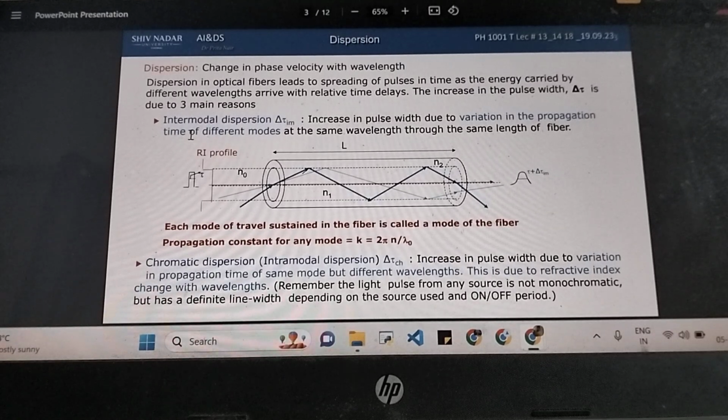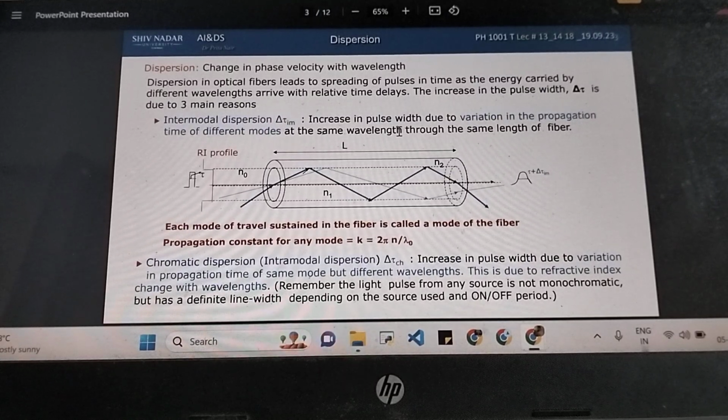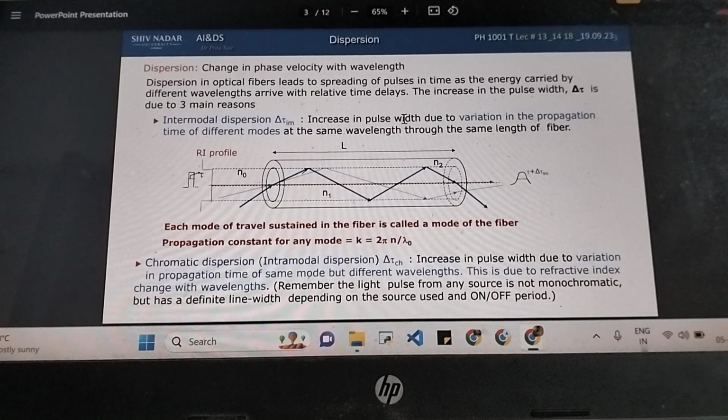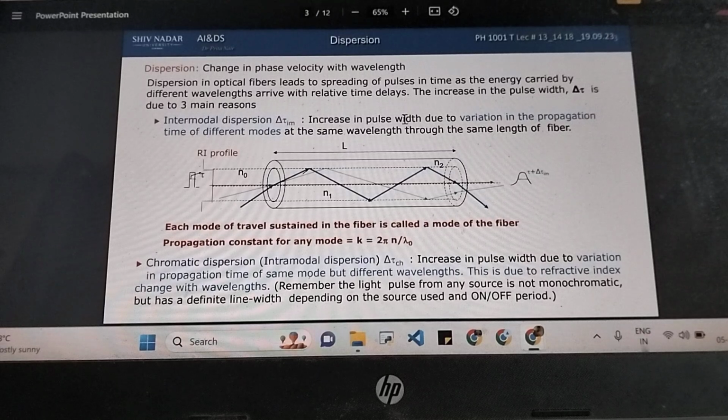Okay, now we begin with intermodal dispersion. It is an increase in pulse width due to variation in the propagation time of different modes at the same wavelength. So what this highly complicated statement means is you have a beam of light. You assume that every ray in that beam has the same wavelength.